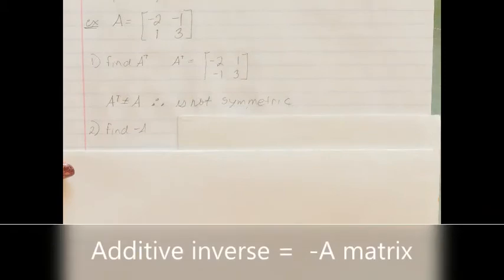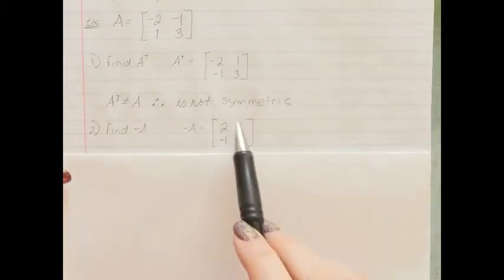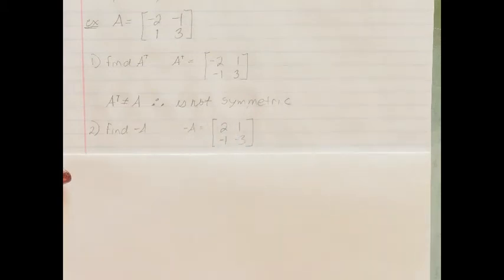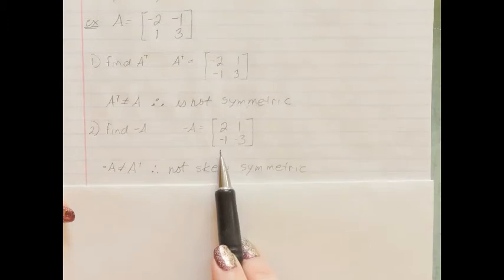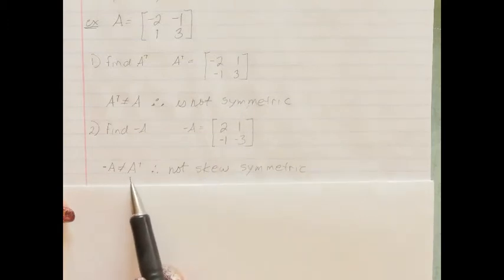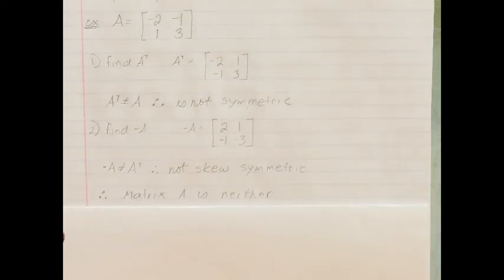Now let's find negative A. Well, basically you just take a negative 1 times matrix A, and when we find it, we get this matrix right here for negative A. Does not look like A transpose. So negative A does not equal A transpose, thus it is not skew symmetric. Again, both of these are using the definition. Thereby, we can say matrix A is neither symmetric nor skew symmetric.